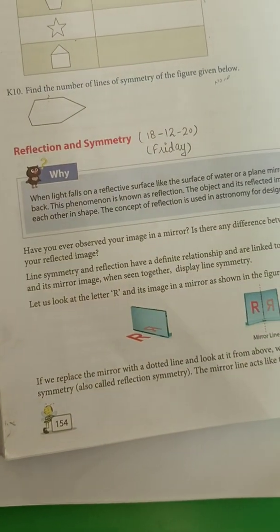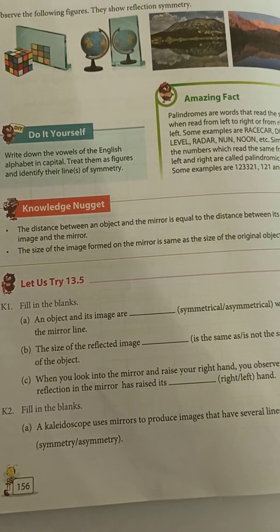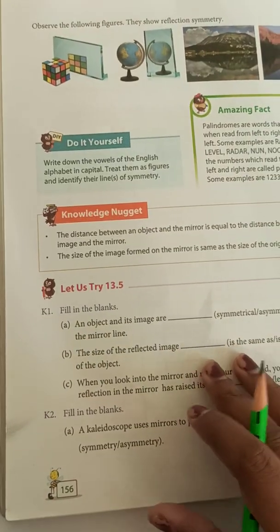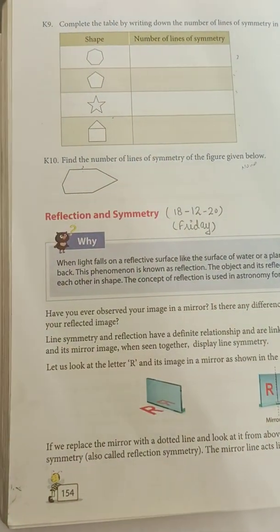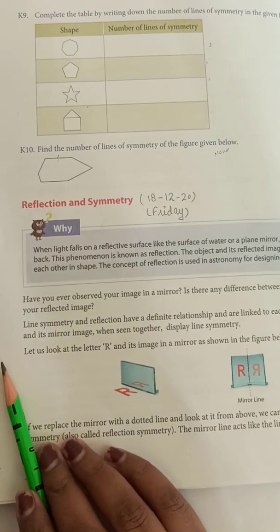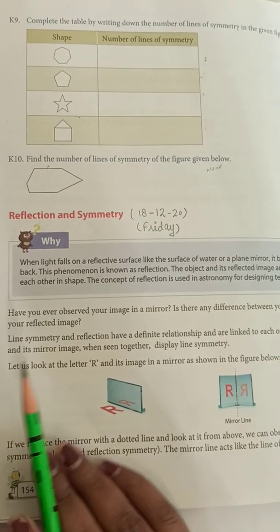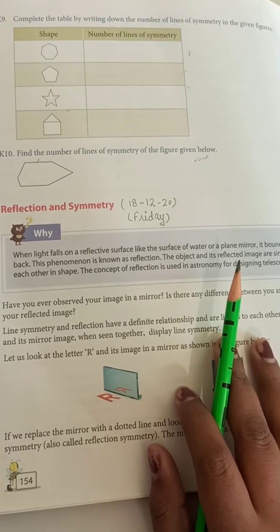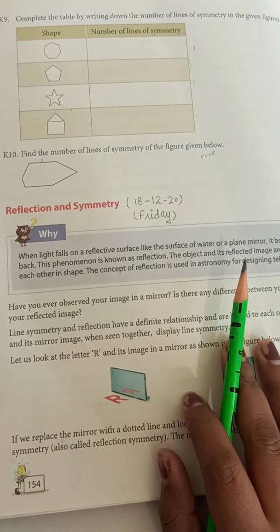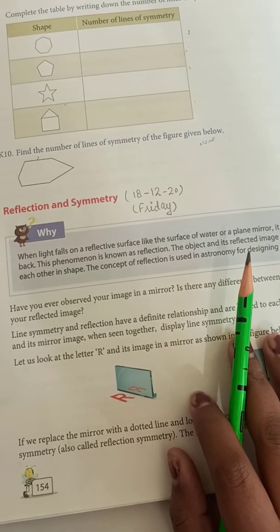Today we will continue our chapter number 13. In this chapter, we are on exercise 13.5. In this exercise, we will study reflection and symmetry. First of all, about symmetry, you have studied line of symmetry, two lines of symmetry, and many lines of symmetry. We have already discussed that in the chapter.